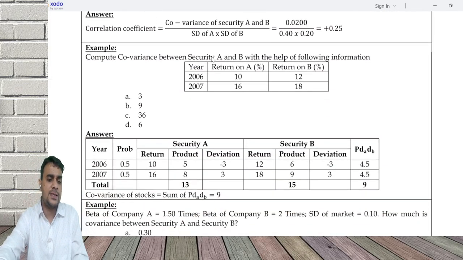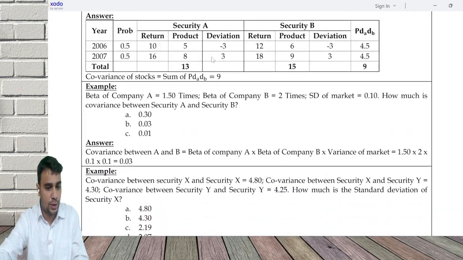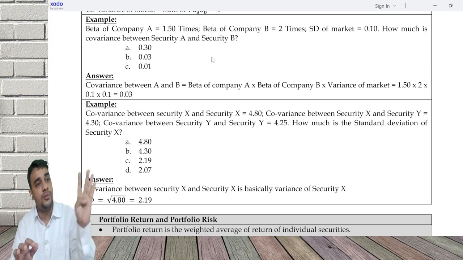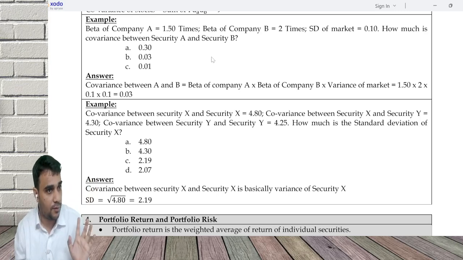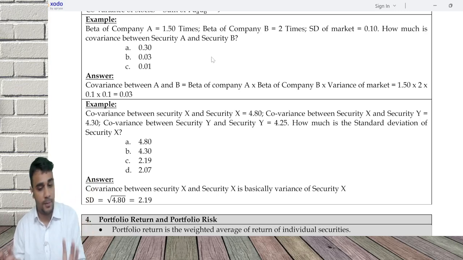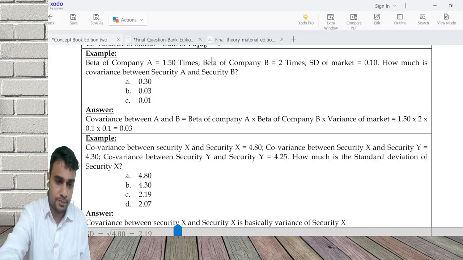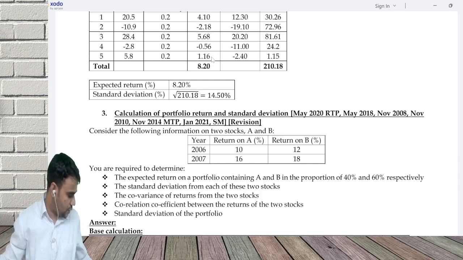Now, all these examples are for your understanding. You can do them. I'll do one question where I'm using this entire 10 columnar format. Let's move. Go through question 3.